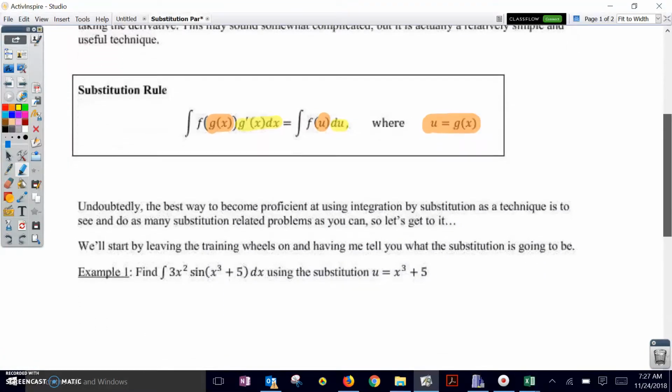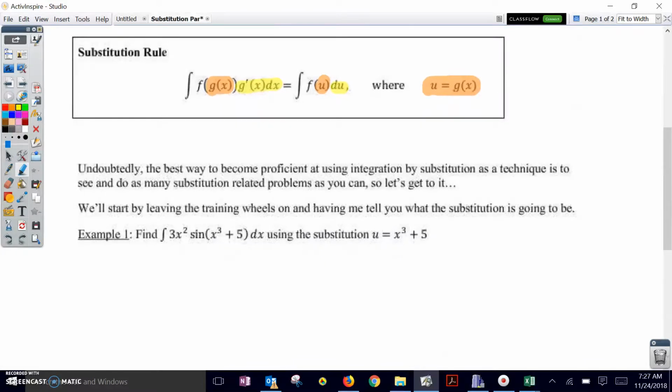So let's go ahead and look at example 1. We're going to find the integral of 3x squared times the sine of the quantity x cubed plus 5 dx using the substitution that u is equal to x to the third plus 5. This is a very simple one for us to start. Notice the substitution that we made, the x cubed plus 5, is something that is inside of another function. In this case, it's the quantity that's inside the sine function.